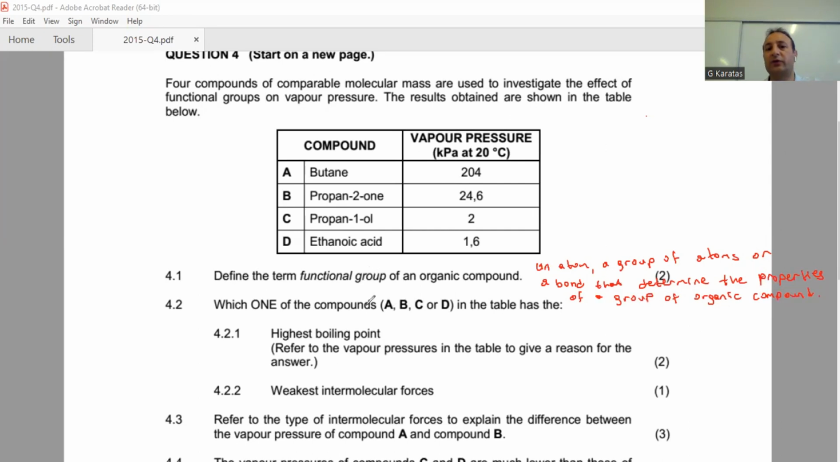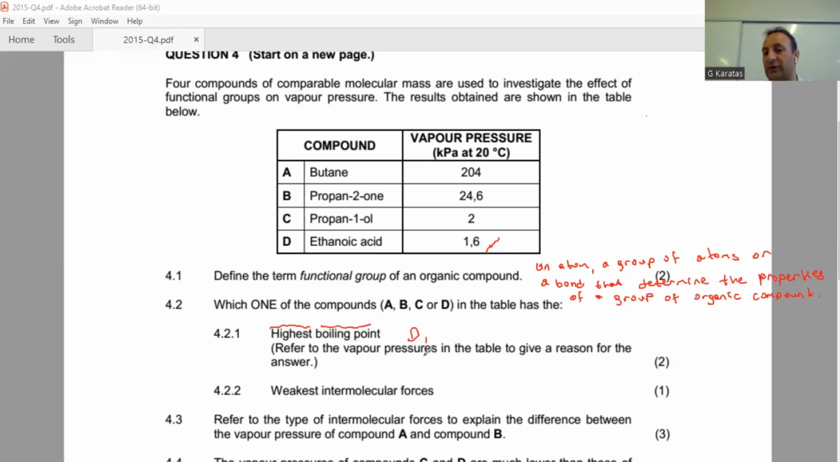4.2 says, which one of the compounds in the table has the highest boiling point? In the table vapor pressures are given. And we know that vapor pressure and boiling point are inversely proportional. A substance with a high boiling point has a low vapor pressure. So to find the highest boiling point, we need to look at the table and find the lowest vapor pressure. Compound B has the lowest vapor pressure, so we say it has the highest boiling point.